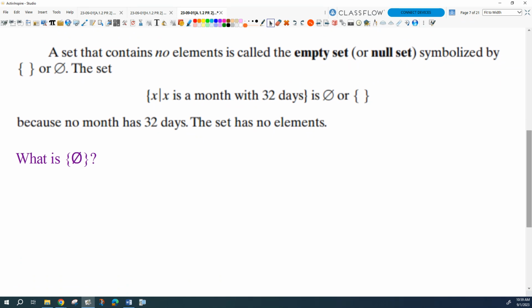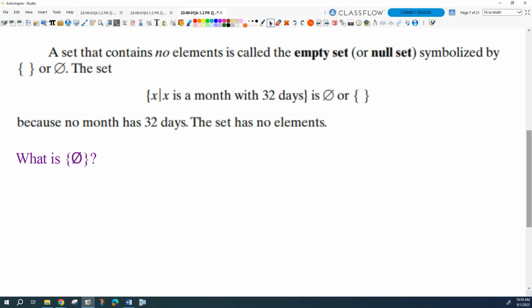A set that contains nothing, contains no pieces or elements, is called the empty set, or sometimes we call it the null set. We'll call it the empty set. And it's symbolized one of two ways. You could write it as set brackets with nothing inside. That's one way to write the empty set. There's a set, but there's nothing in it. Or you can use a circle with a slash through it. That also means the empty set.